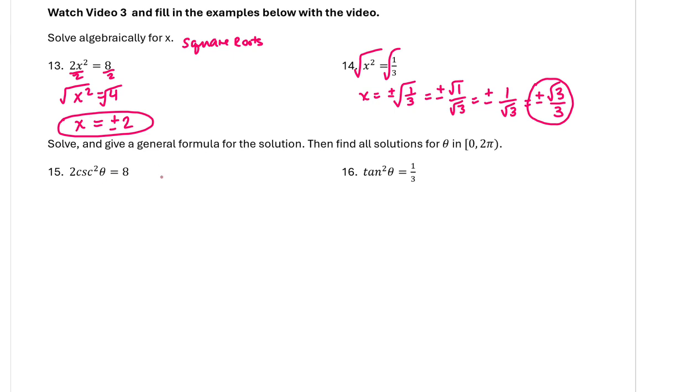All right, now let's see how this works for trig. Pretty straightforward. I think the key is just remembering that there's going to be more solutions than you're expecting, perhaps. So for here, we're going to divide both sides by the 2 to get the cosecant squared theta by itself, and that's equal to 4. We're going to take the square root of both sides. So we get the cosecant of theta is equal to plus or minus 2.